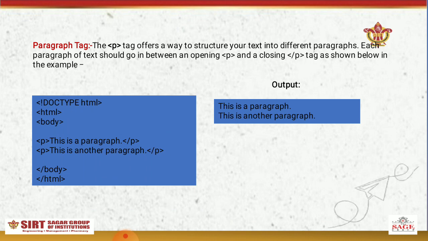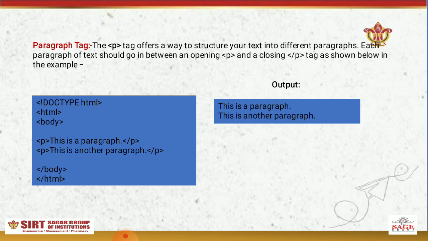Next is the paragraph tag. The P tag offers a way to structure your text into different paragraphs. Each paragraph should go in between an opening tag and a closing tag. So this is our example. We start with the HTML body section. P is a paragraph. This is a paragraph. P is also a paragraph. This is another paragraph. Body section close, HTML close.